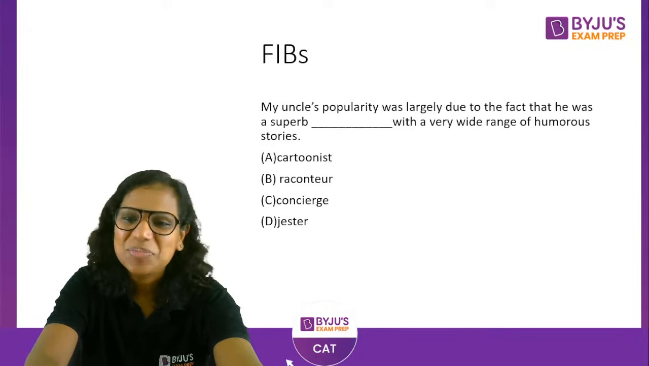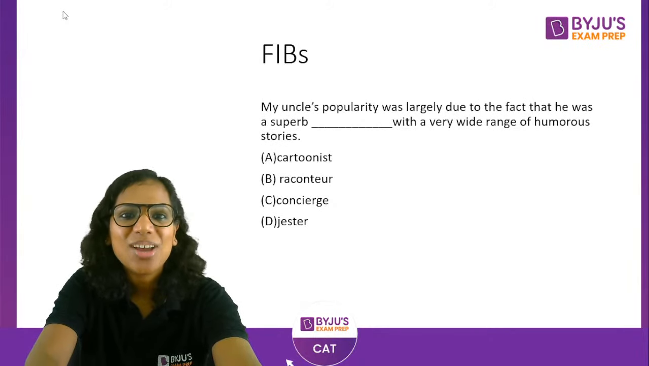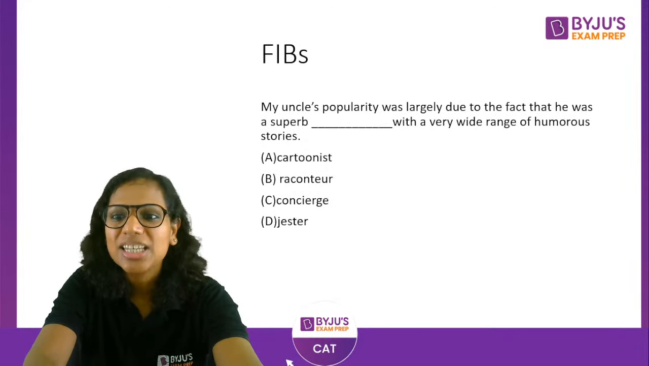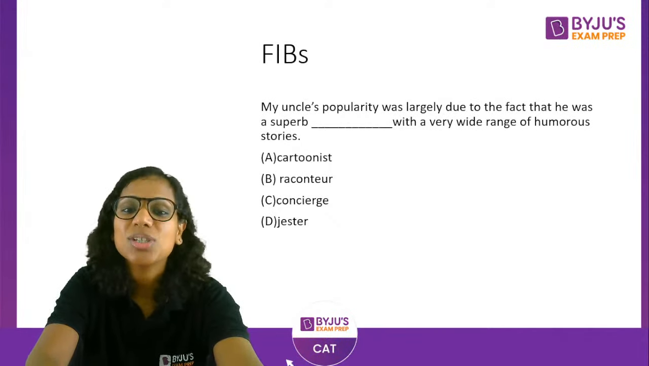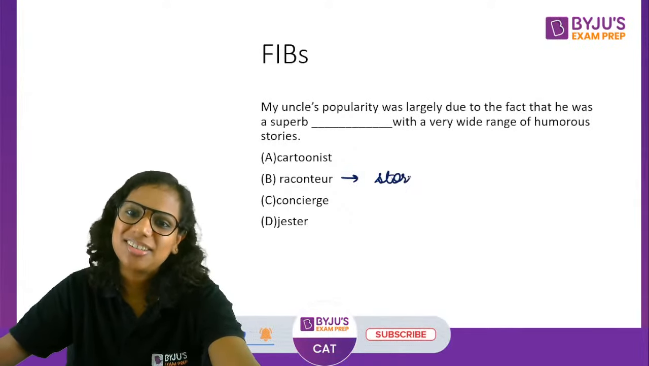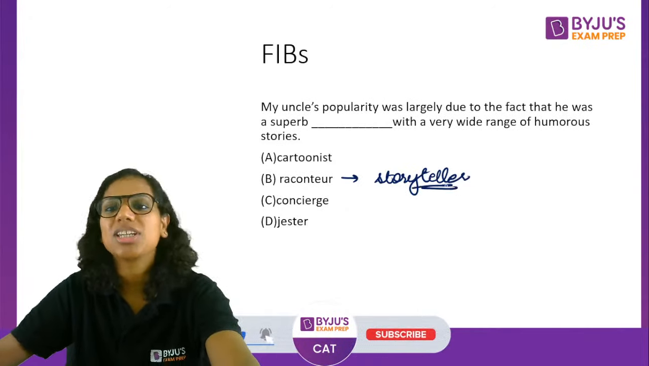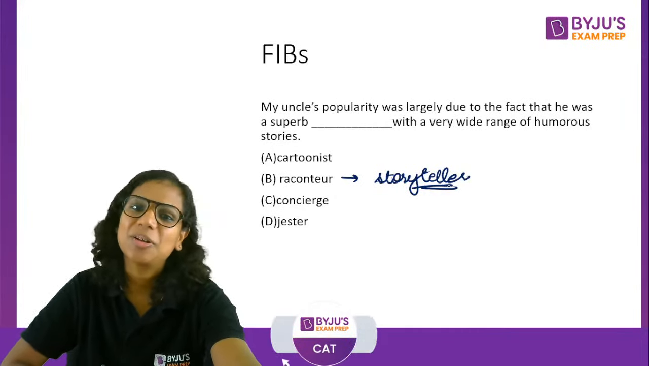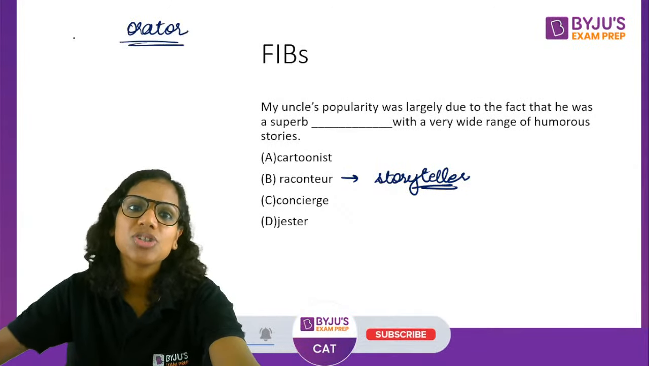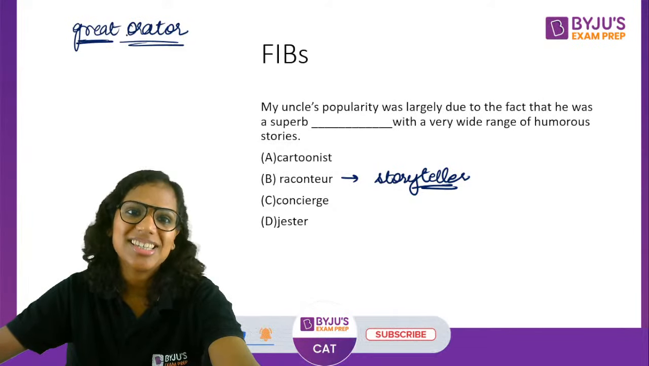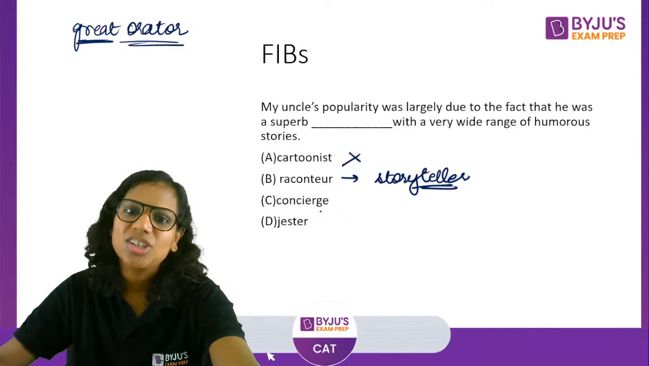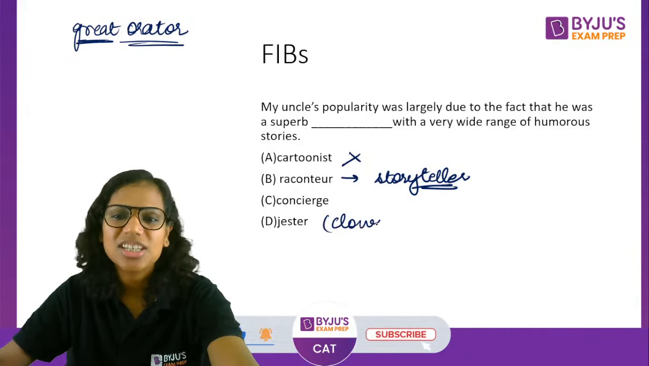A, B, D. Basically, apart from C, I have got everything here. Okay. So, largely due to the fact that he was a superb raconteur. Yes. Who is a raconteur? A raconteur is a good storyteller. A very captivating storyteller. A mesmerizing storyteller. Right. So, similarly for giving speeches, a person who is good at giving speeches, we say he is a great orator. Raconteur, a great storyteller. Cartoonist, no. Jester, again, a clown. Jester is a clown.